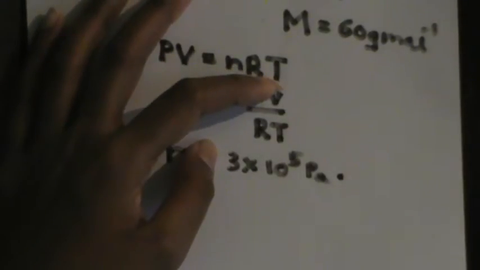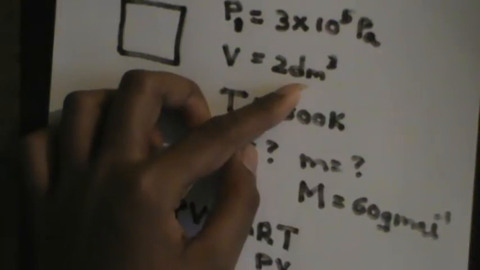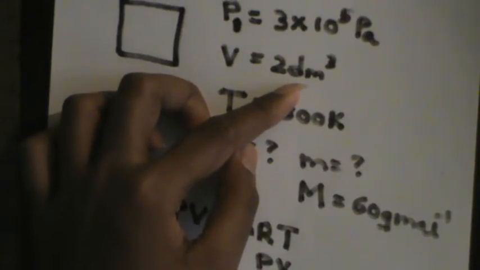So n equals PV. So P is equal to 3 into 10 to the power 5 pascals. And V is equal to 2 cubic decimeters. So as in the last video, I have to convert this into SI units, because I am going to take this in moles. So the SI unit of volume is cubic meters. So the value of V has been given in cubic decimeters, so we have to convert this into cubic meters.